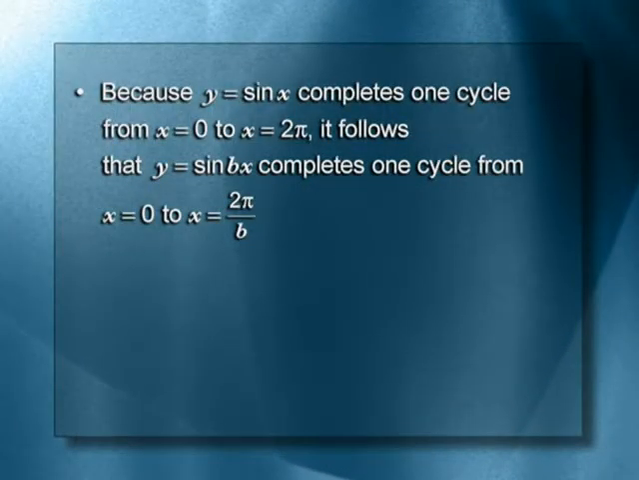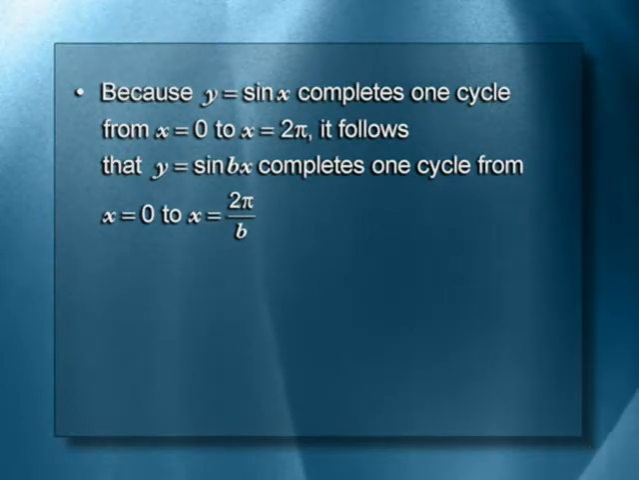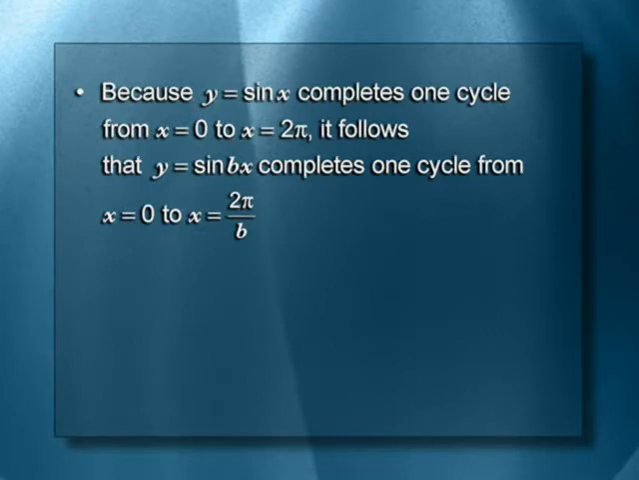This is slightly more interesting. Okay, here's how you can analyze it. Sine x completes one cycle. Its period is from 0 to 2 pi, and then it's back to where it started from. So it follows that sine of bx, where b is some constant, completes one cycle from 0 to 2 pi over b. Now, how did we get that 2 pi over b? Well, if x is 2 pi over b, then bx is 2 pi, and sine of 2 pi is 0. So we're back to where we started from.